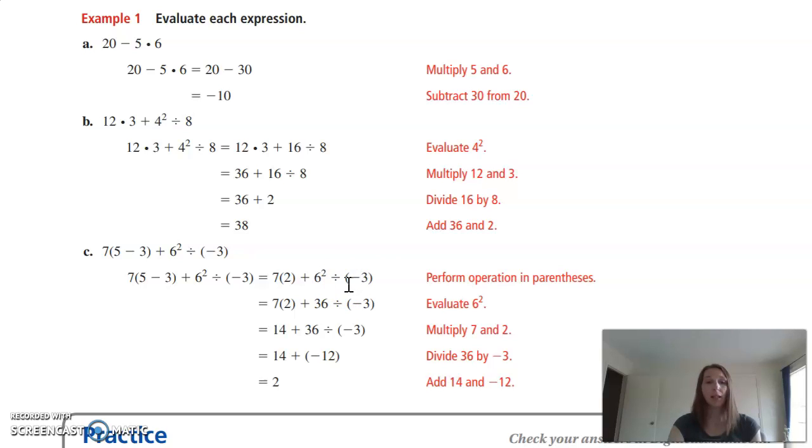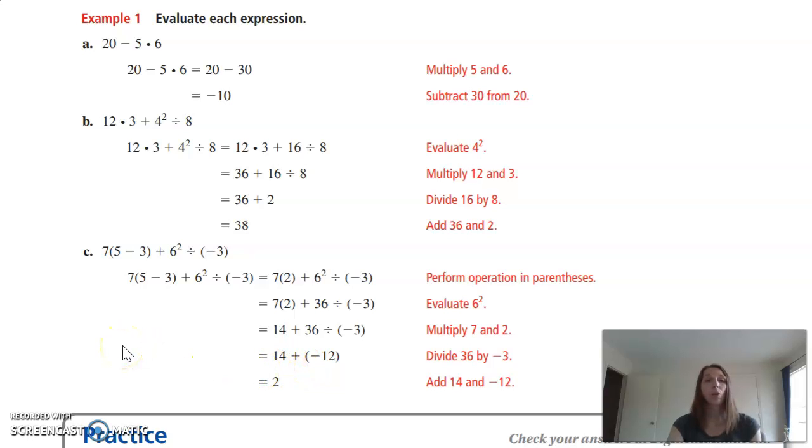We're going to leave that parentheses because that's indicating that it's a negative 3. The next step would be exponent. Our exponent is here, 6 squared, or 6 times 6, is 36. Then we need to multiply. Remember when there's parentheses and there's numbers inside and outside right next to each other, that's multiplying. So we have 7 times 2, which is 14. Then we need to divide: 36 divided by negative 3 is going to leave us with negative 12. Then we add across: 14 plus negative 12. So you're subtracting, really, and it is 2.